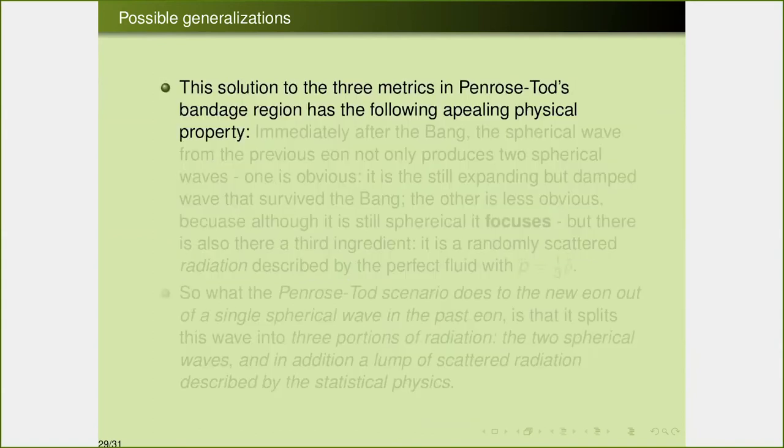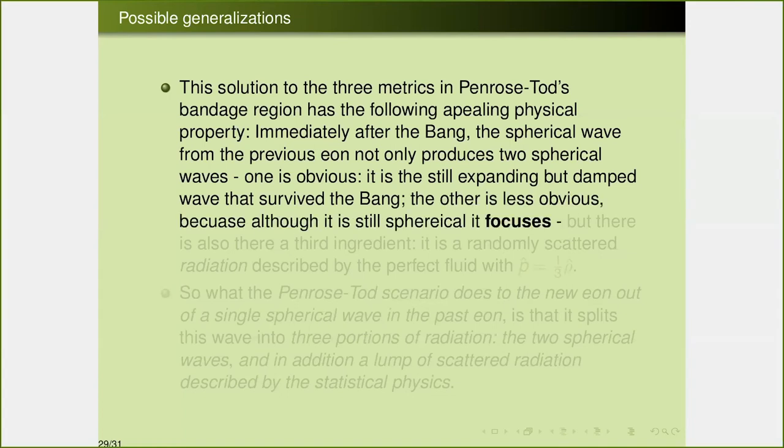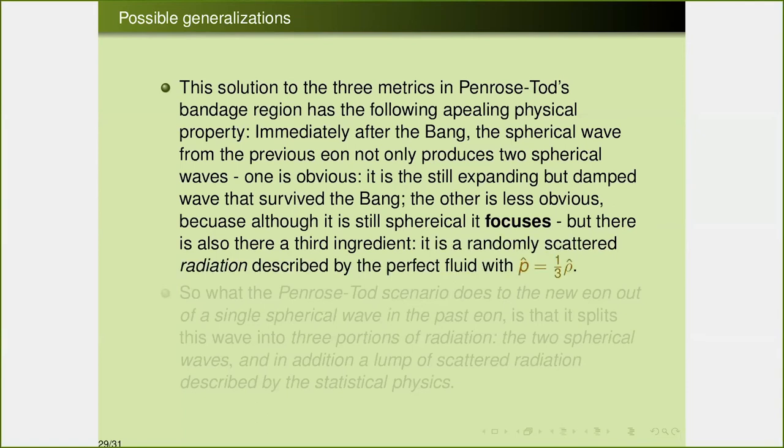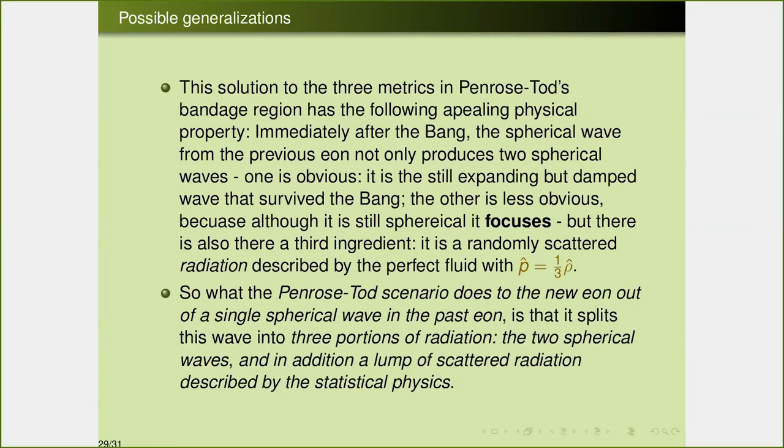Okay. So this solution to the Einstein equations in Penrose's bang region has the following appealing physical property. Immediately after the bang, the spherical wave from the previous aeon produces not only two spherical waves. One is obvious: it is the still expanding but damped wave that survived the bang. The other is less obvious, because although it is still spherical, it focuses. But there is also a third ingredient of this new aeon, a randomly scattered radiation described by the perfect fluid with p equal to one third of rho. So what Penrose's scenario does to the new aeon out of a single spherical wave in the past aeon is that it splits this wave into three portions of radiation: the two spherical waves and, in addition, a lump of scattered radiation described by statistical physics.